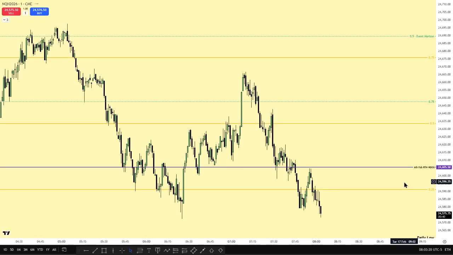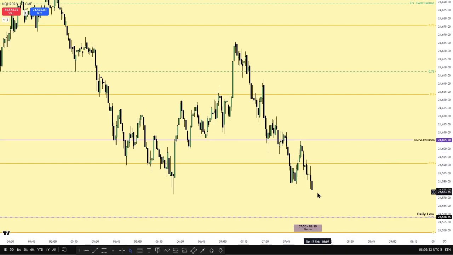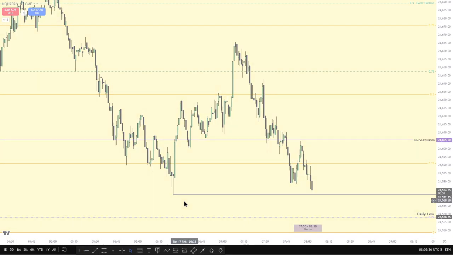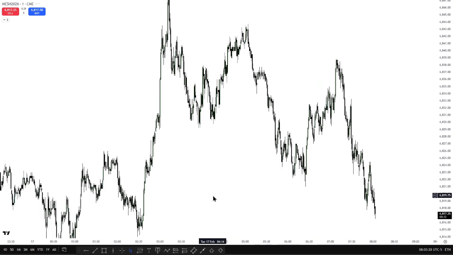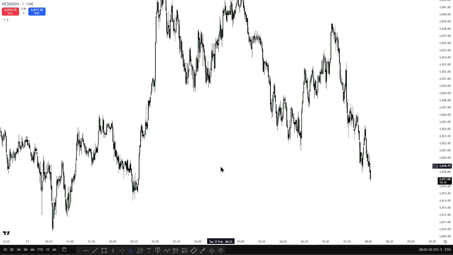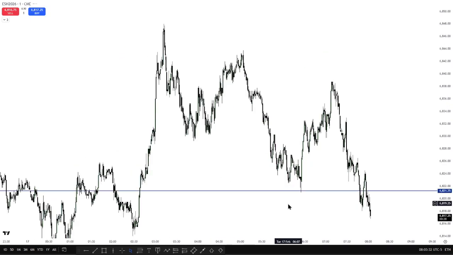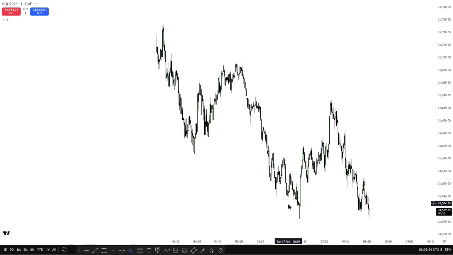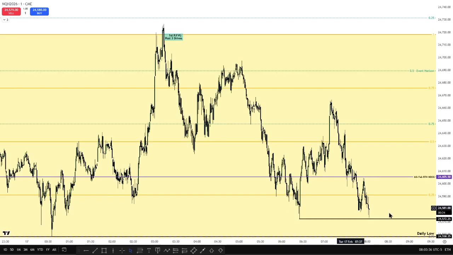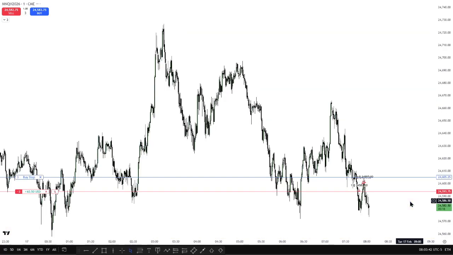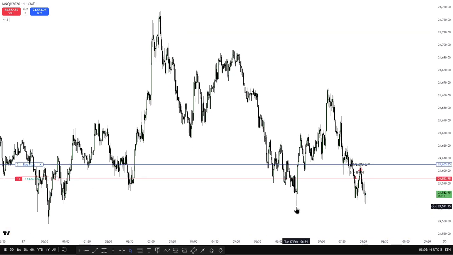I'll take a quick look at the MQ here. Just want to see where we are in relation to this low compared to ES. Yeah. Okay, this is a good candidate for my partial. So 24,572.25.